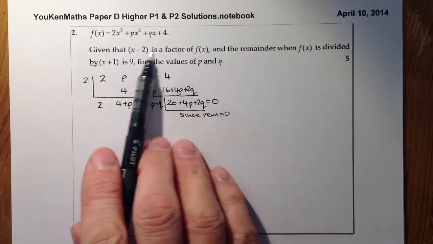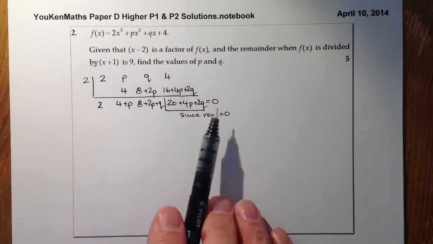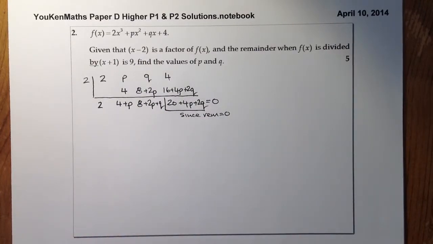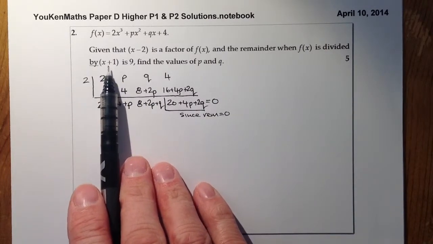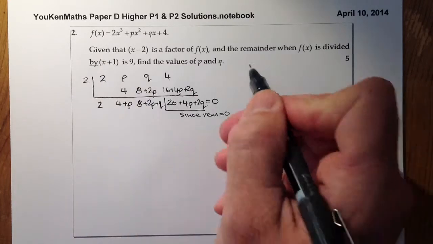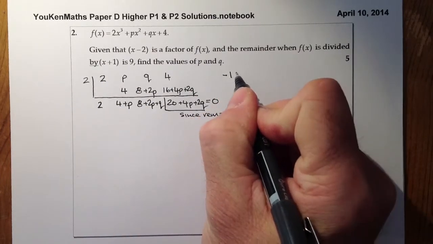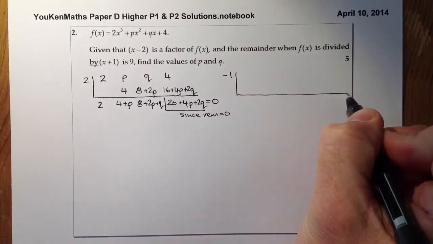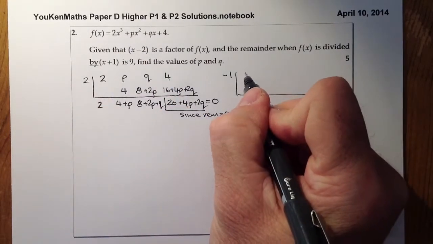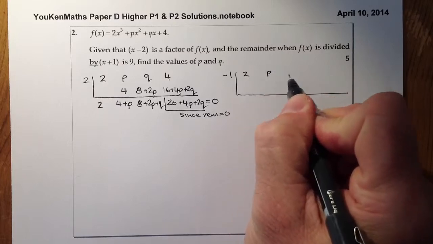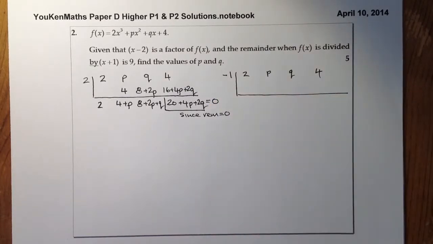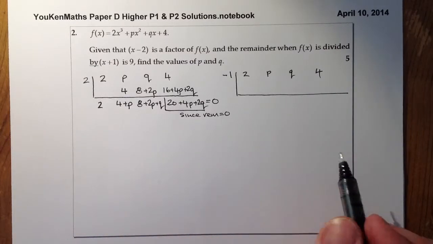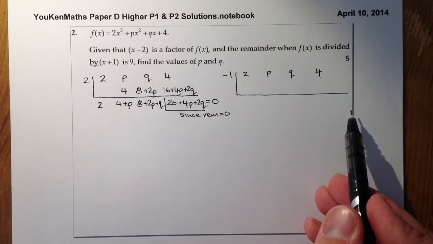So the first one I've done is this first part, with that being a factor and having the remainder as 0. What I'll do next is work out the next one, which will be x plus 1, so that gives me a root of minus 1. So I'll start with a minus 1 outside here, using the same coefficients from up above: 2, p, q, and 4. The same type of thing applies, but the only difference is we're going to have a remainder of 9.